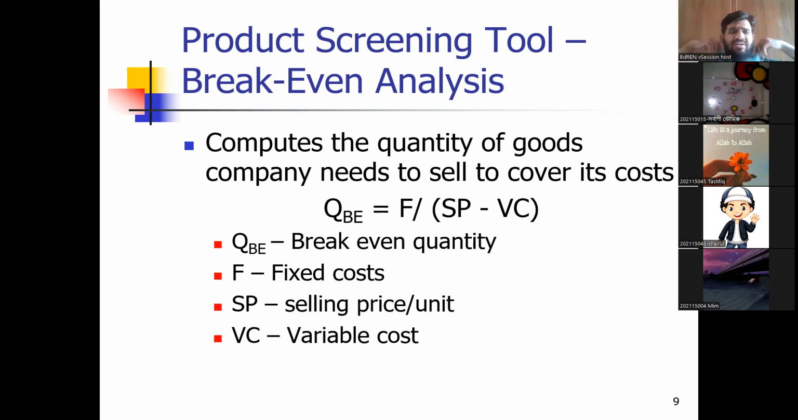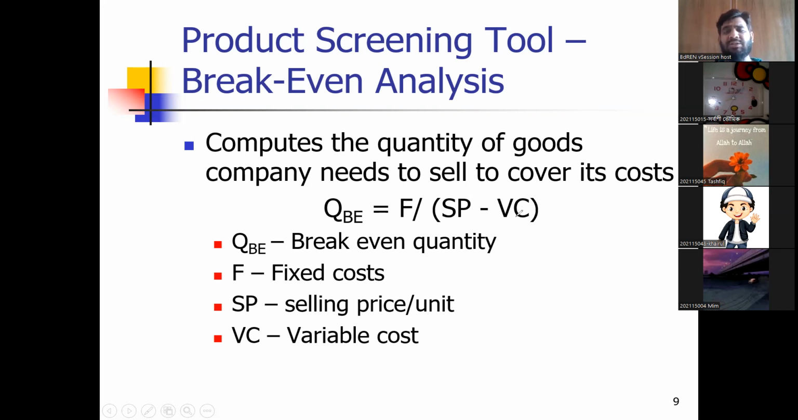The price of the shirt is $5. So after sales price, please take notes. The price of the product is $5. $5 means that the buyer can give you $5, and you will also calculate the variable cost.